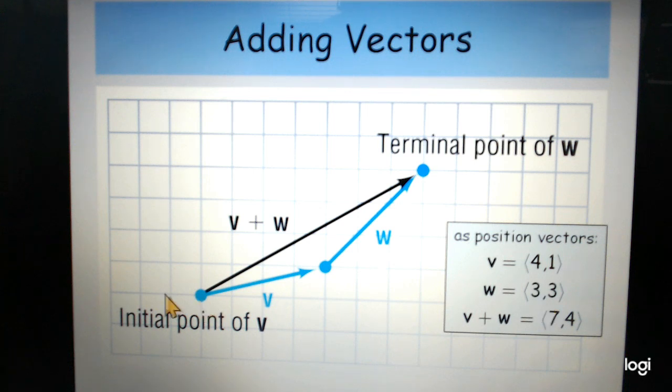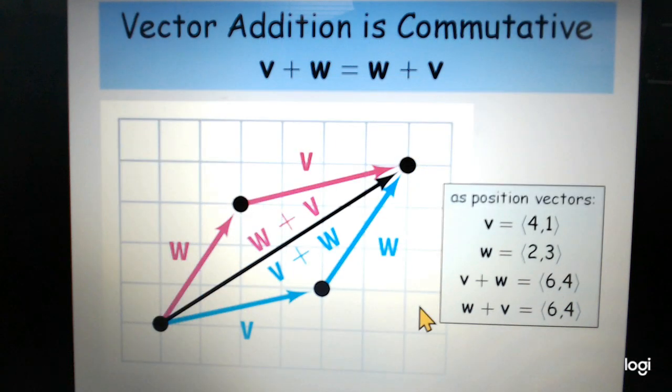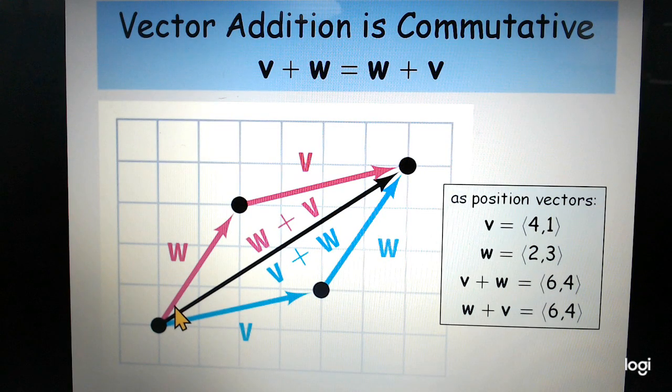What could be easier? To go from the tail of V to the head of W, if you do a little count, you go 1, 2, 3, 4, 5, 6, 7 over, and up 4. Notice how simple this computation is. Head to tail, that's what we do. Vector adding is commutative, and you can tell by this diagram that whether I start with the W first and then the V, or the V first and then the W, I end up at the same place.